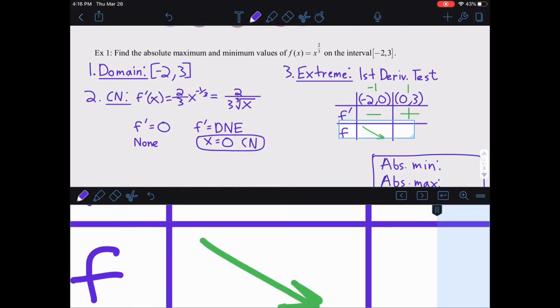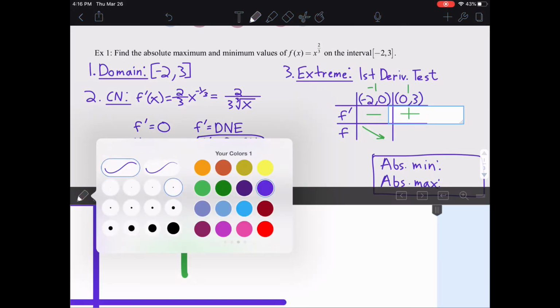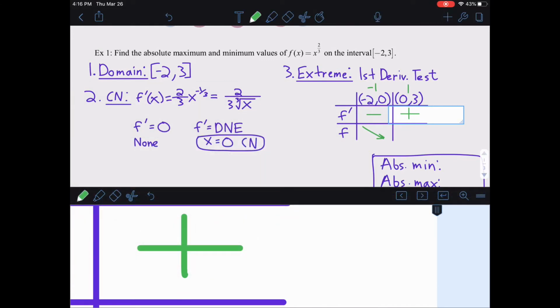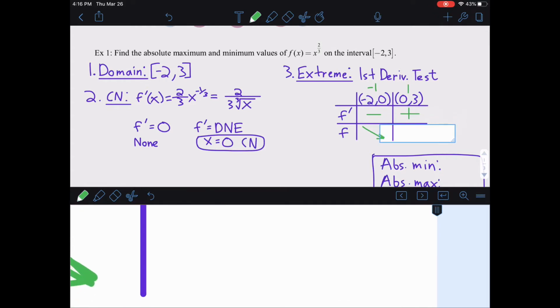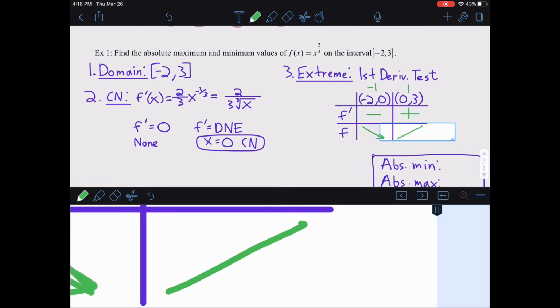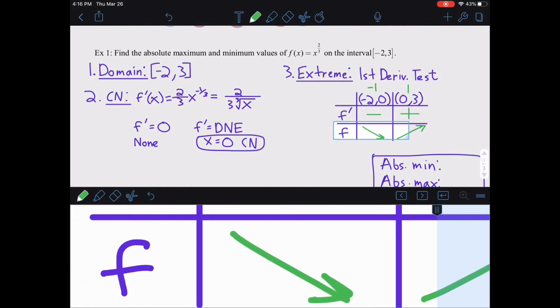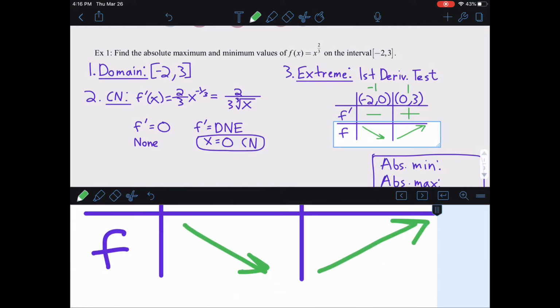Okay, and now let's think about where f prime is positive, right? If the function has a positive derivative, what does that mean? Well, that means it would go up, right? So over my two intervals, f is going to go down and up, right?